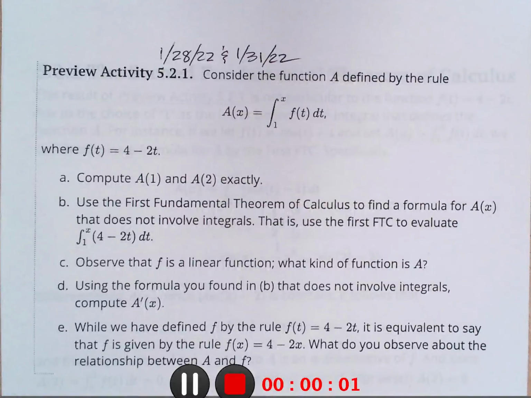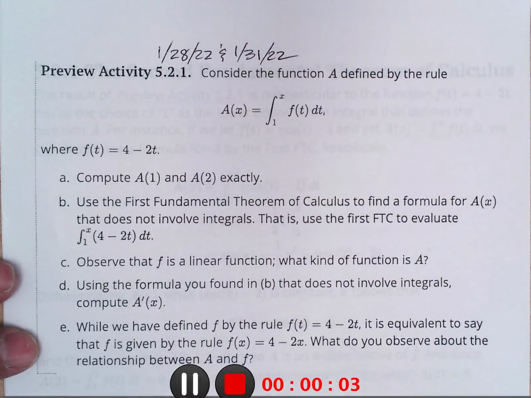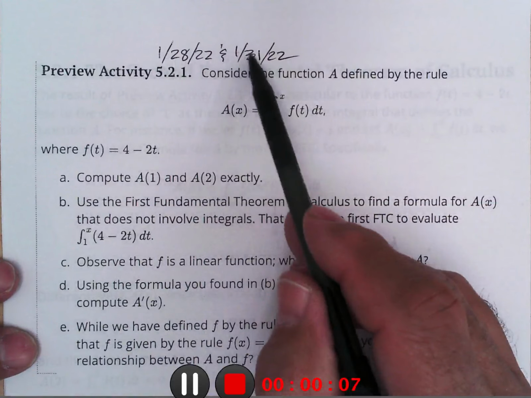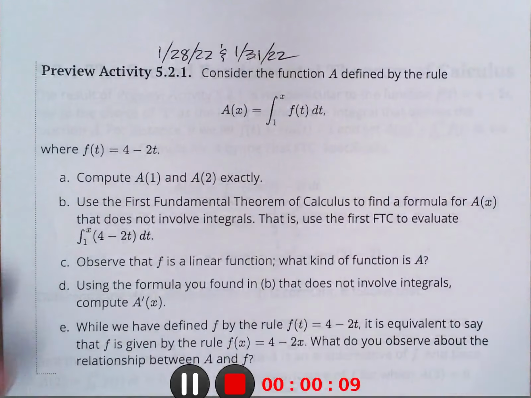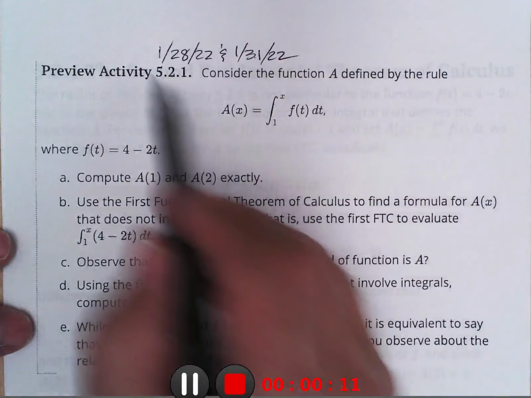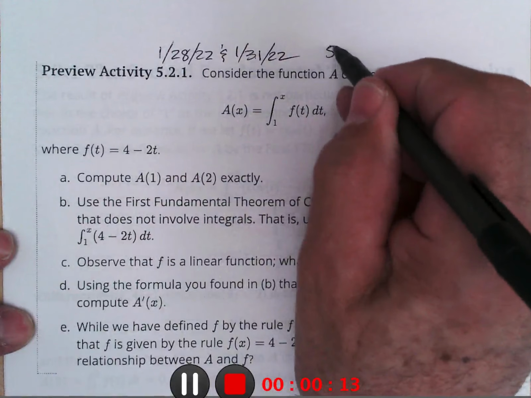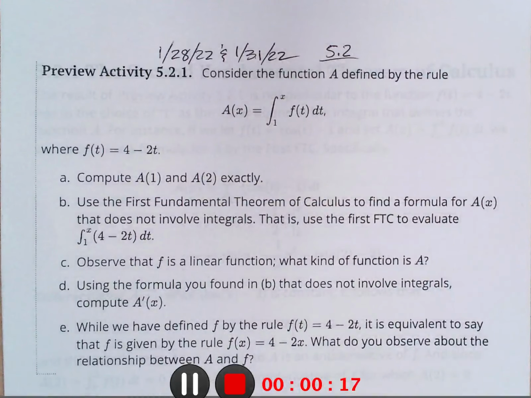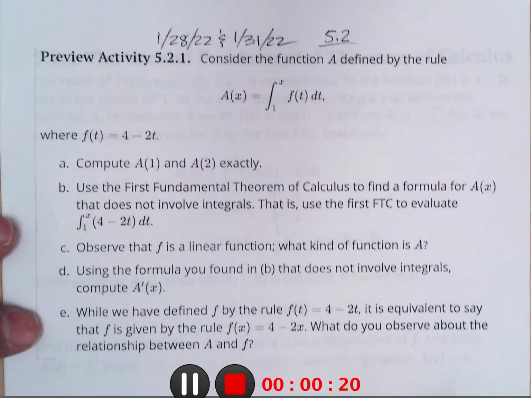Okay, this is the presentations I did for 128 and 131 for section 5.2, chapter 5, section 2 of the text. So here's the preview activity that I went over.